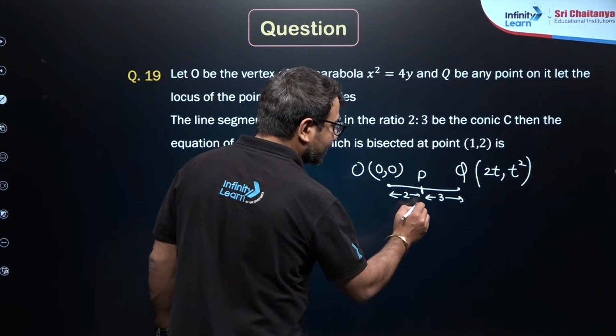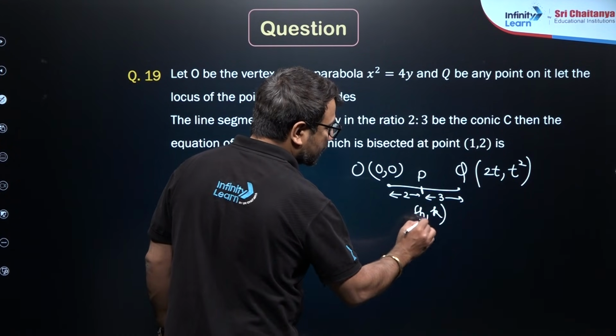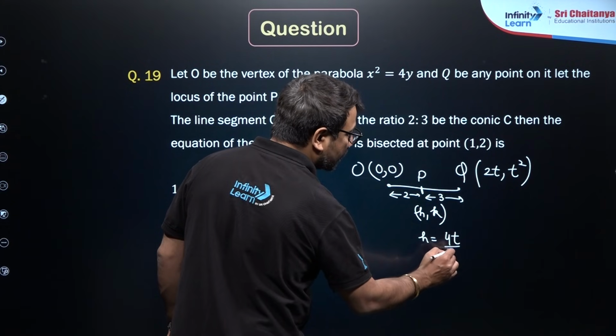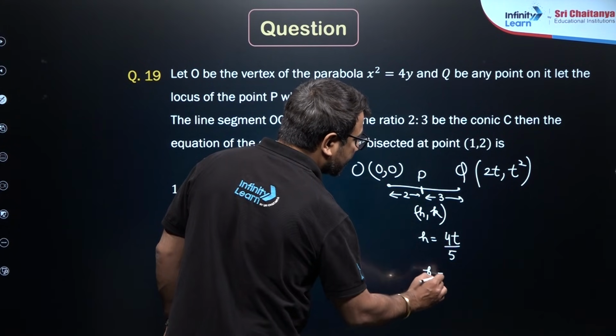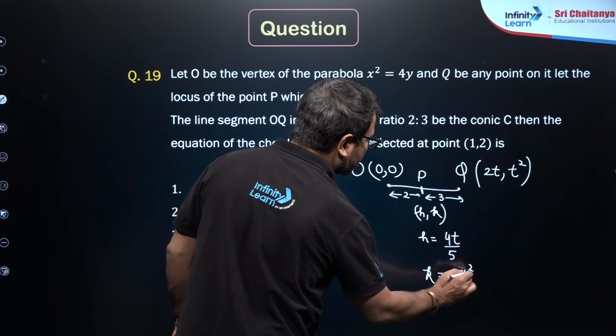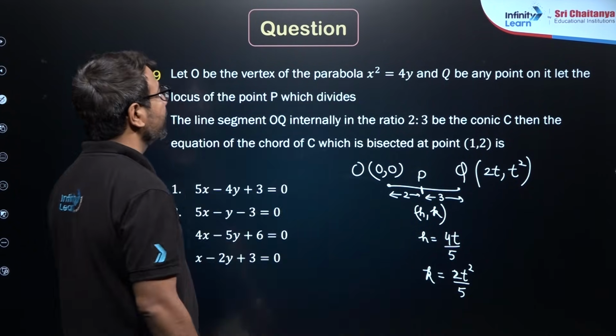So P point, let's say we have to obtain it. So it is h comma k. So h value will be equals to (4t plus 0) over (2 plus 3) and k value will be equals to (2t square plus 0) over 5. So this is how we got h and k.